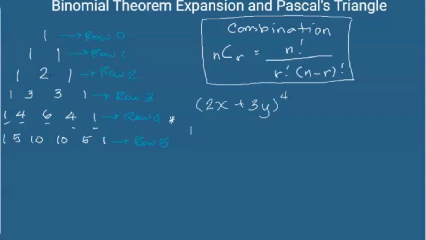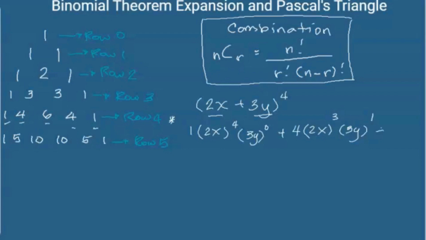So that's 1 times 2x raised to the fourth power, times 3y raised to the 0 power. So 4 plus 0 is 4. Second term, plus 4 times 2x to the third power and 3y to the first power.